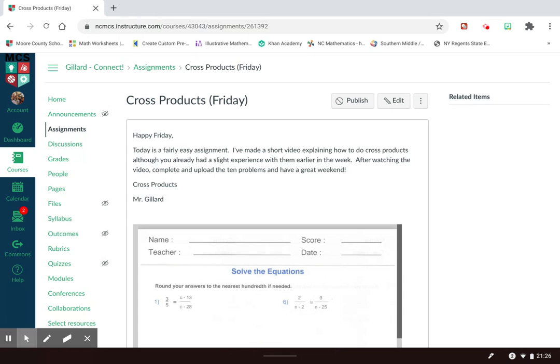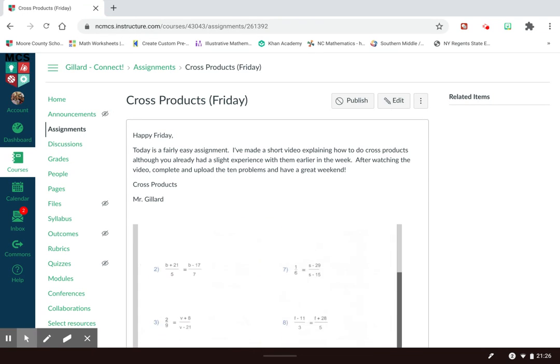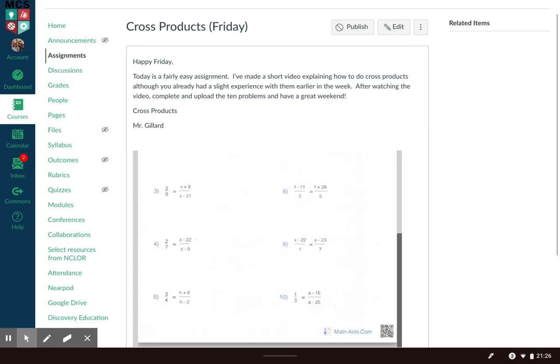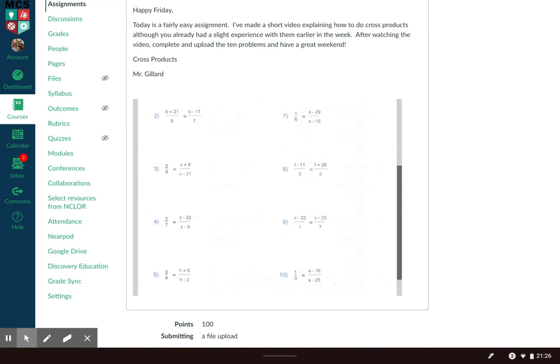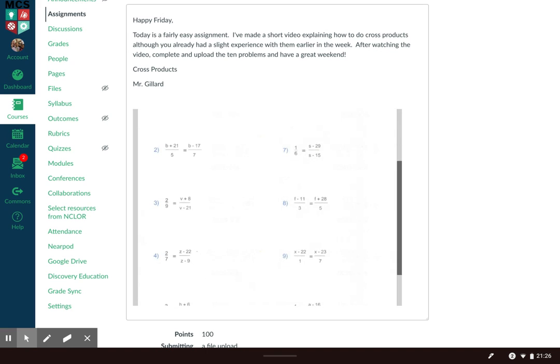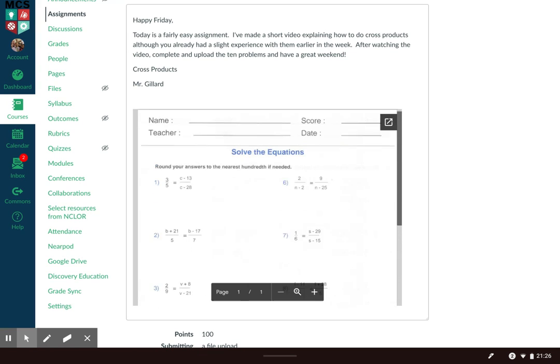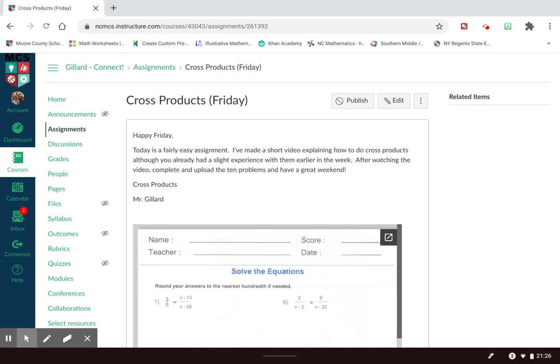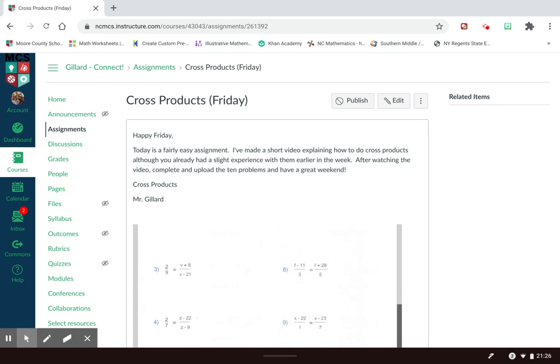All right, so what I've got for you here is just 10 simple little problems to do. When you're done, as always, upload a photo or scan of your work. And like I said, this is a fairly easy assignment, but it is getting us ready for what we're going to be doing on Monday.